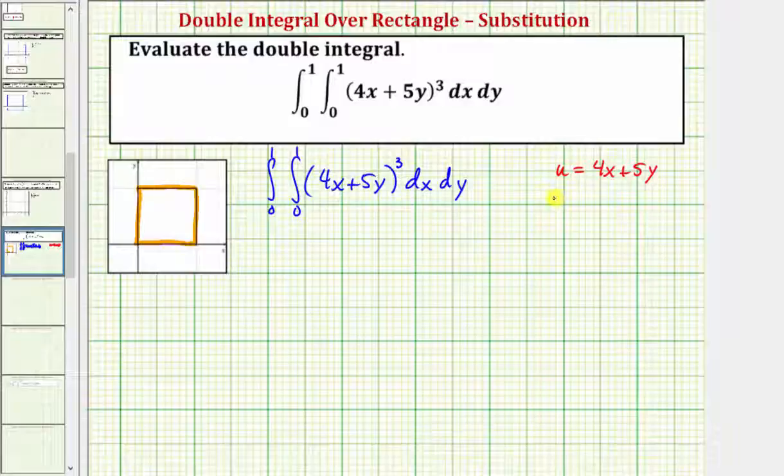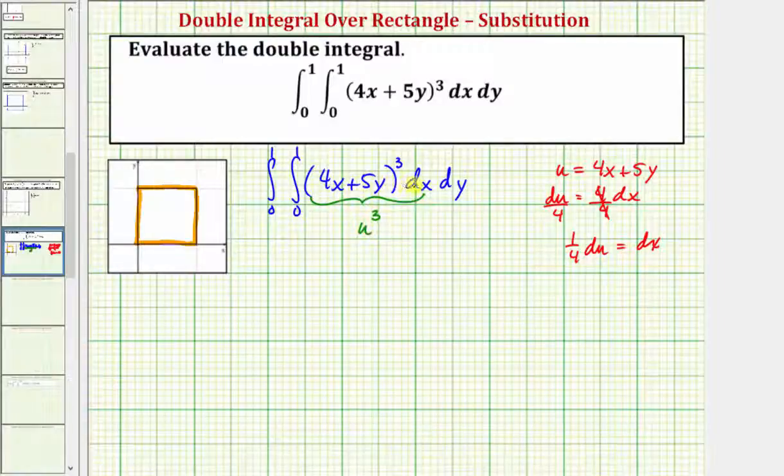And now we need to find differential u, which is the derivative of 4x plus 5y with respect to x, treating y as a constant, and then times dx. So we'd have 4 times dx. If we divide both sides by 4, notice how we know that 1/4 du is equal to dx. So looking at the integral, if we focus on this part here, we can rewrite this as u to the third, but then dx is equal to 1/4 du.